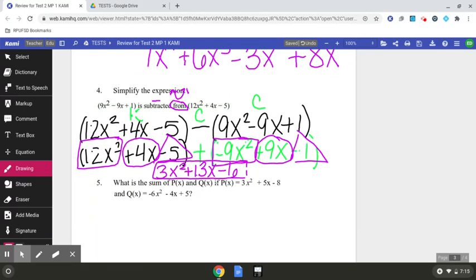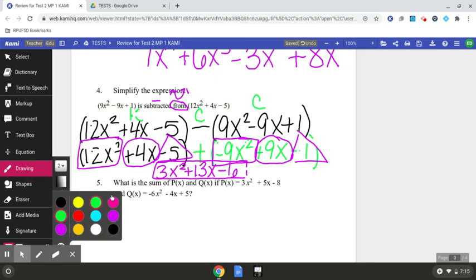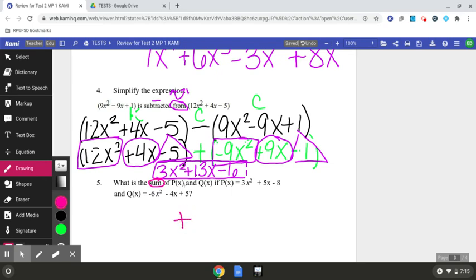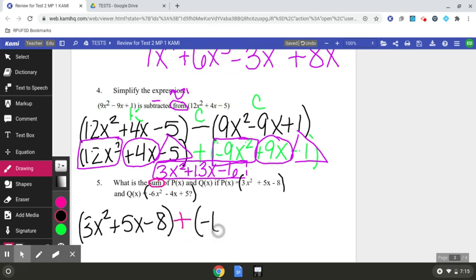Okay, the next one is very similar to number 4, except it's telling you in words what to do. This one says that they want us to take the sum, which just means add, of P of x and Q of x. They're telling us what P of x is and what Q of x is. So we're just going to add these two things together. I'm going to keep P of x together by putting it in parentheses, and keep Q of x together by putting it in parentheses. So P of x is 3x squared plus 5x minus 8. And Q of x is negative 6x squared minus 4x plus 5.